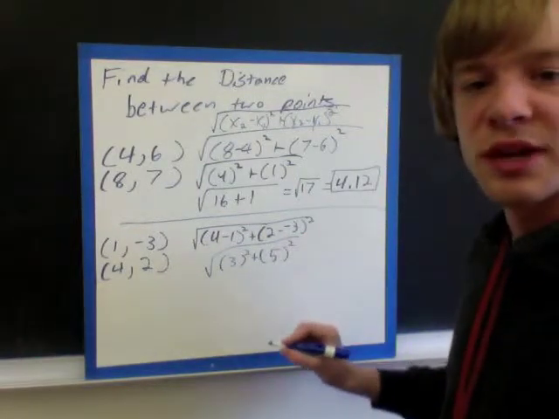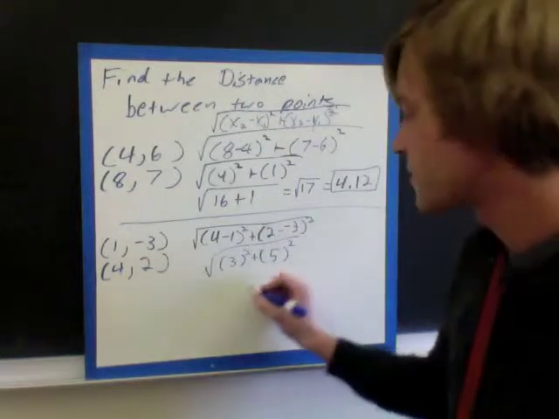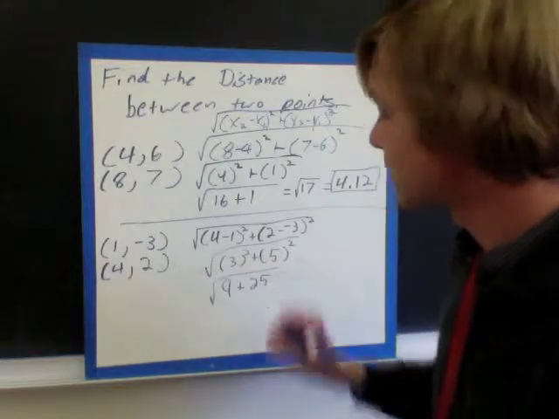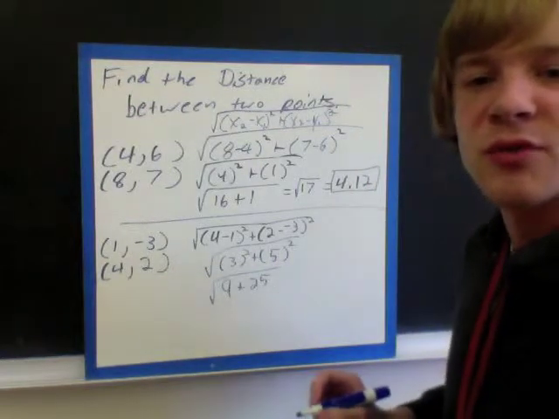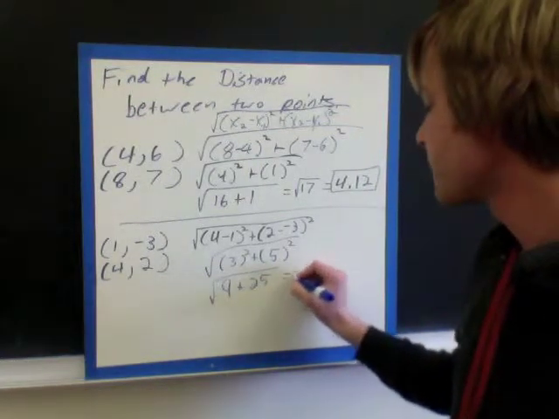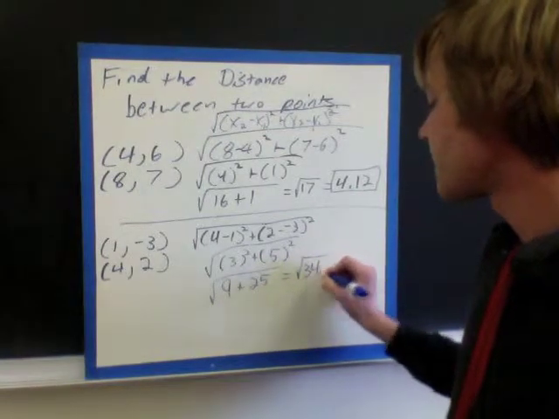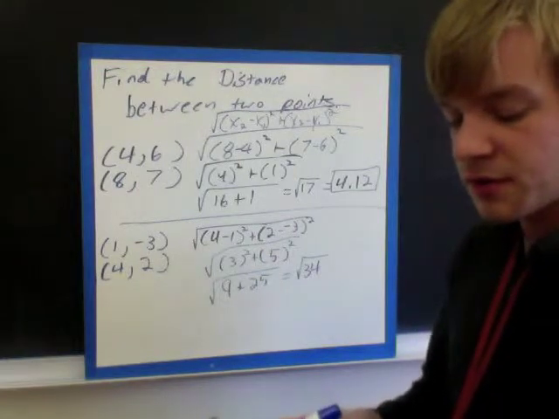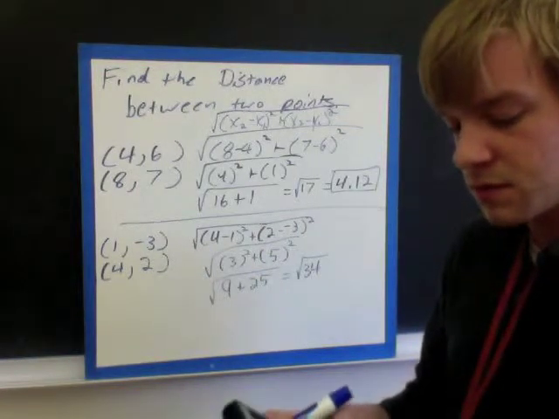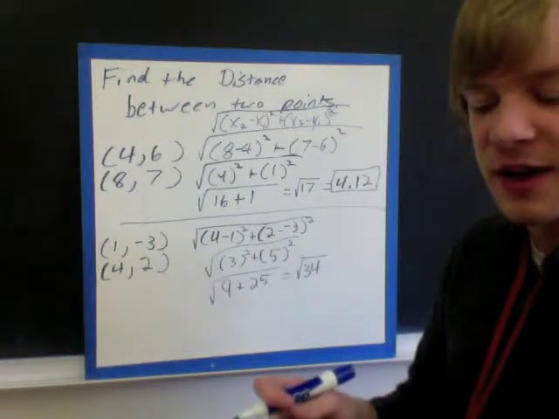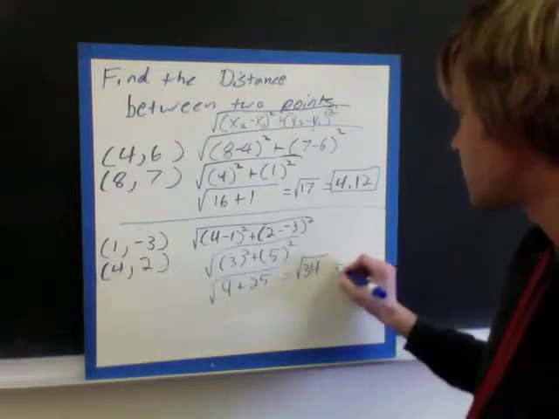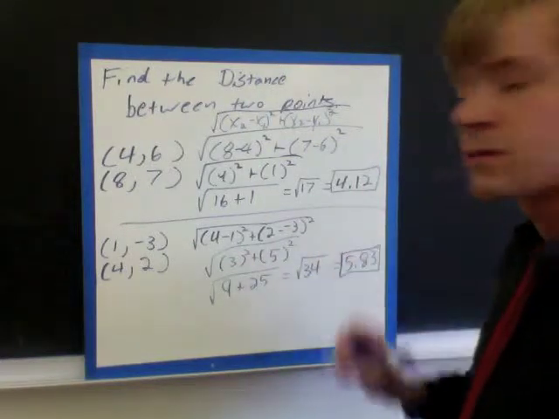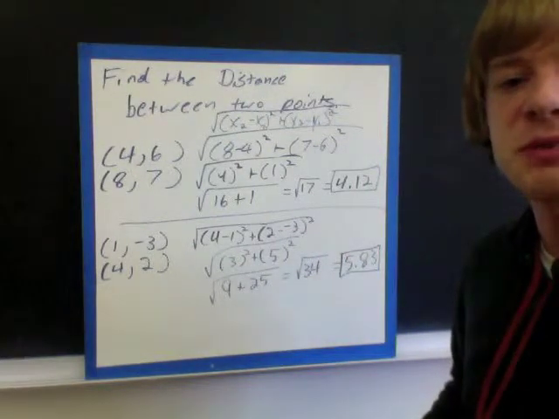Three squared is equal to 9. 5 squared is equal to 25. And 9 plus 25 will give us 34. Now, once again, I'm going to want to use my calculator for this part. Take the square root of 34, and that gives me 5.83. So that's how we find the distance between 2 points.